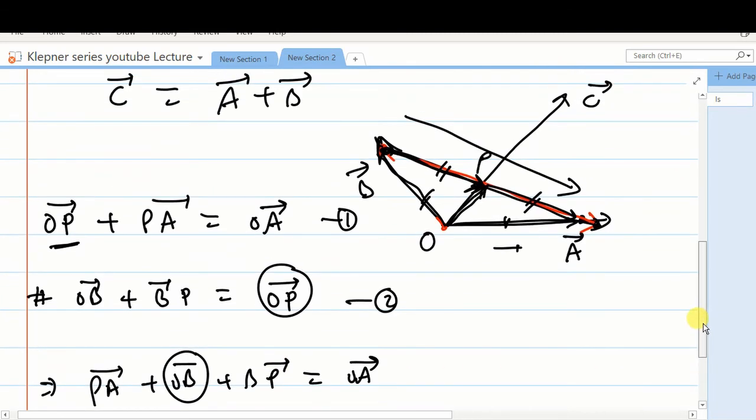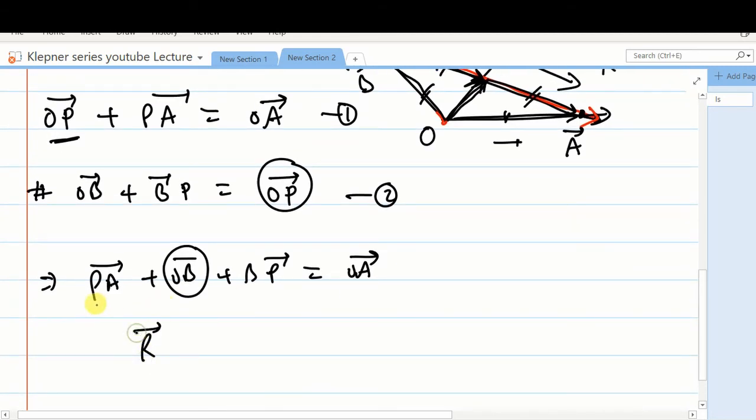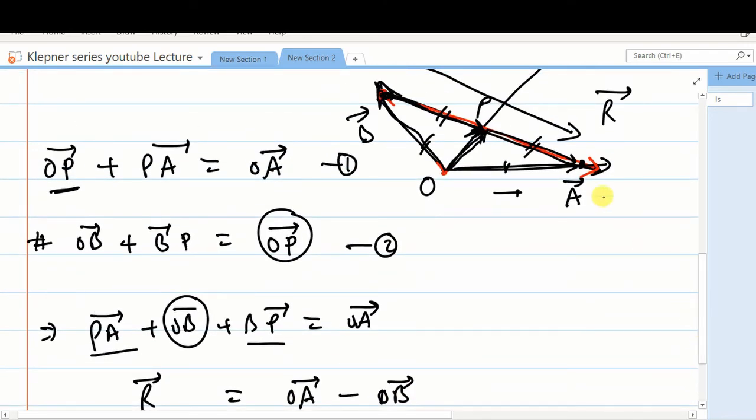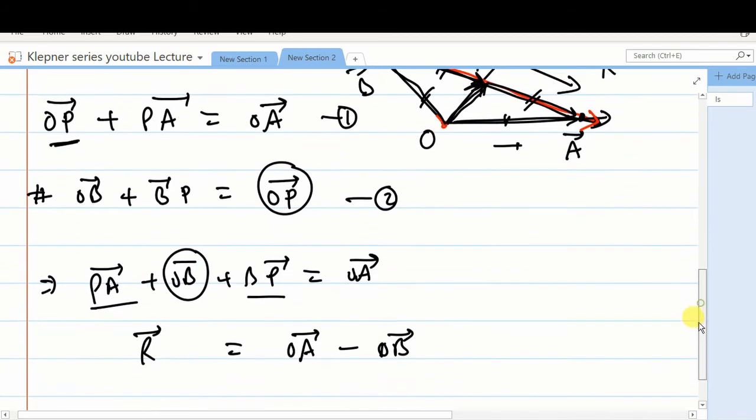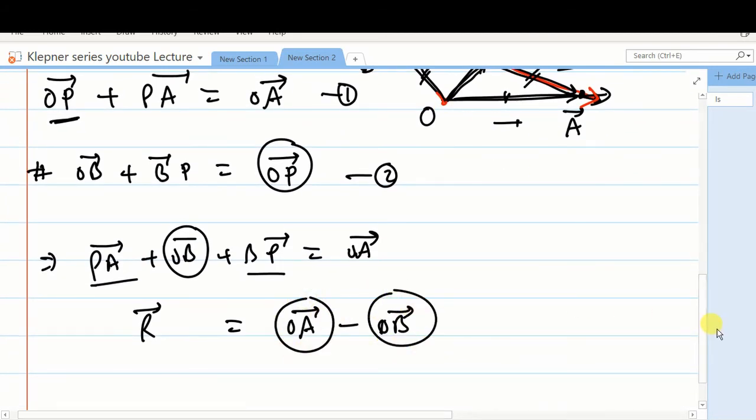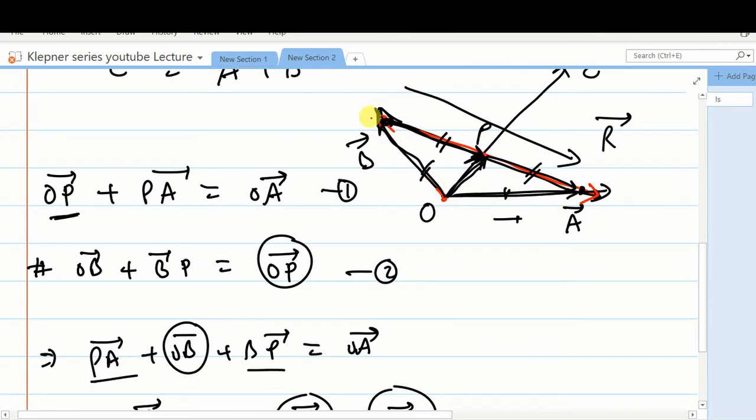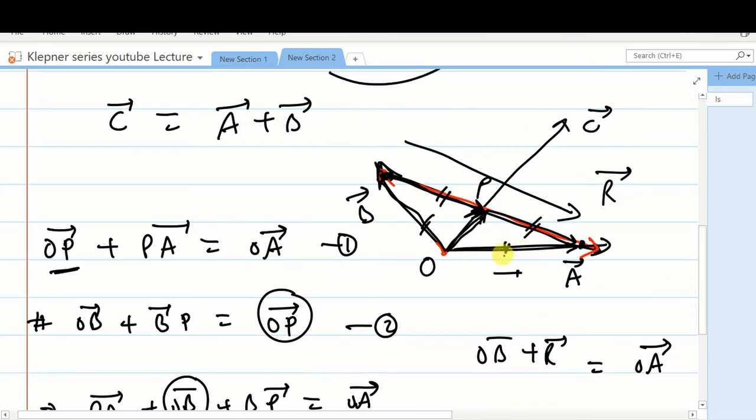This complete vector, let's say, is R. So PA and BP give you R, and this way is equal to OA minus OB. So R is nothing but the OA vector minus the OB vector. So this vector minus this vector, and you can follow the continuity also from here. We can write OB plus R vector, because it goes this way to this way, is equal to the OA vector.